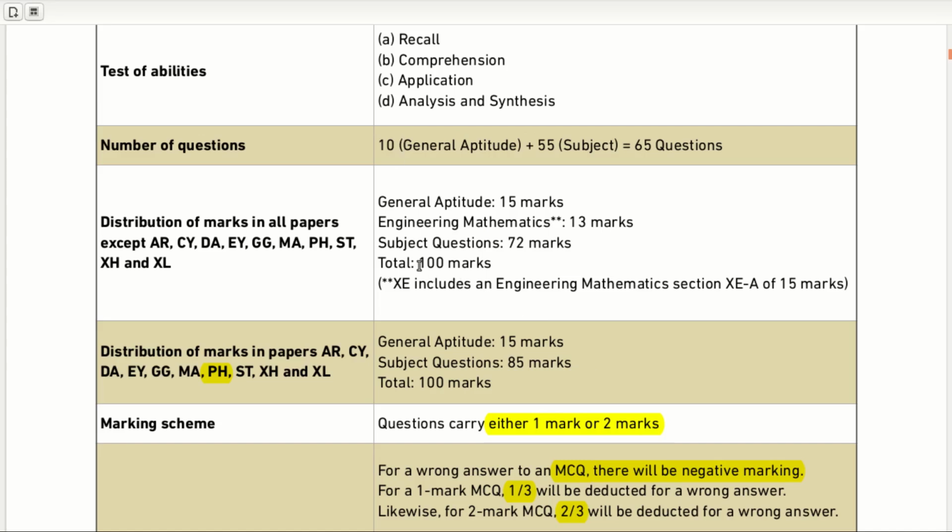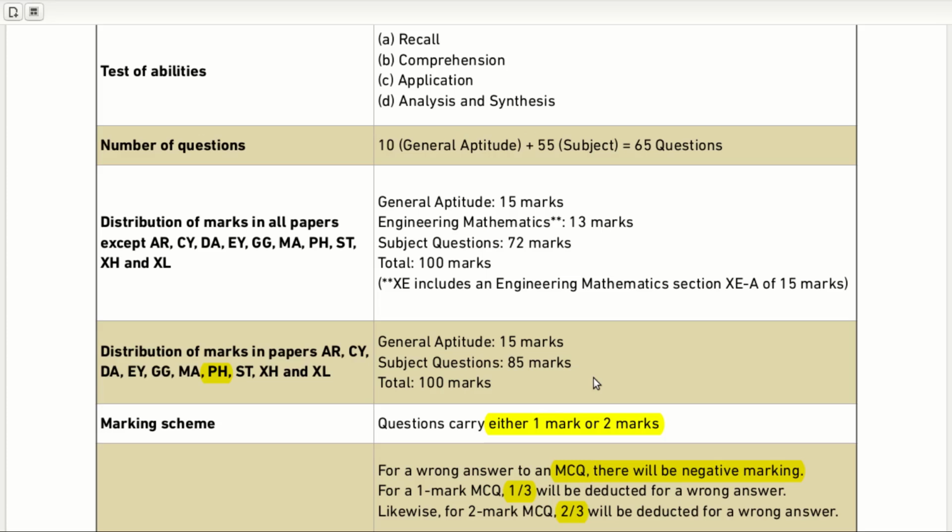So out of the general aptitude questions, out of 10 questions, we have 5 questions for 1 mark and 5 questions for 2 marks. Similarly, for the 55 questions also there are some questions for 1 mark and some questions for 2 marks. So as you can see, the 1 mark question is a little bit more simple than the 2 mark question.